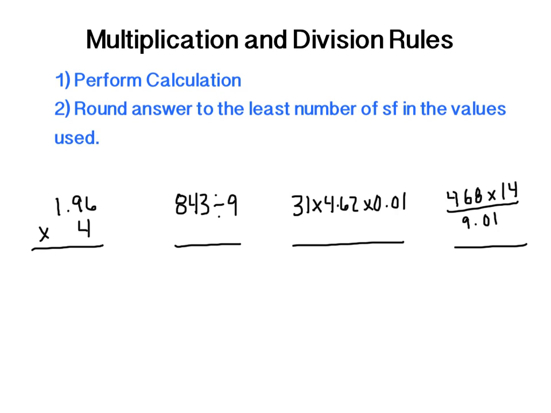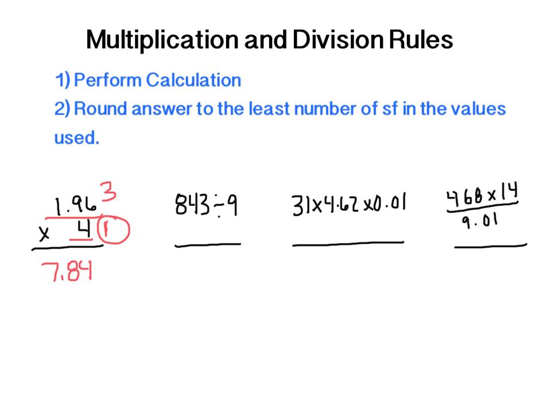So here's what we do. We plug this in, 1.96 times 4. And the answer that we get on our calculator is 7.84. So we go back to the problem, we see how many sig figs were in each of the numbers that we use. This number right here had 3 sig figs in it. This number had 1 sig fig. Whichever one had the least amount, that's how many sig figs should be on our answer. So since this is only 1 sig fig right here, we only can have 1 sig fig in our answer.